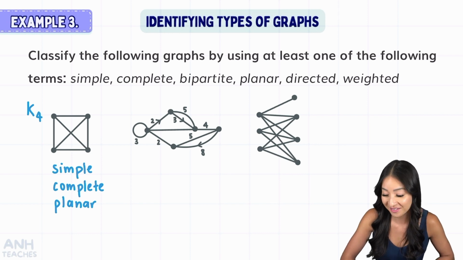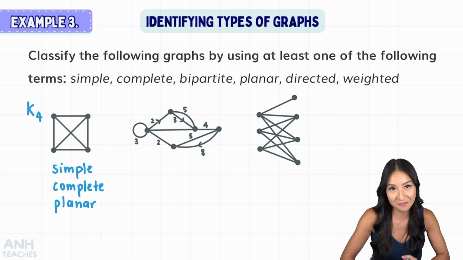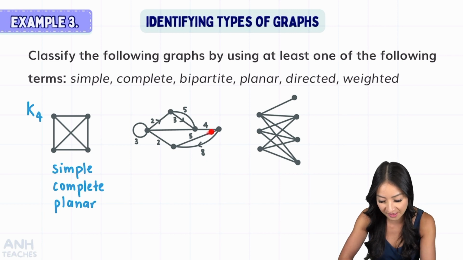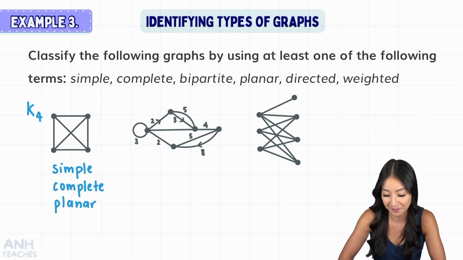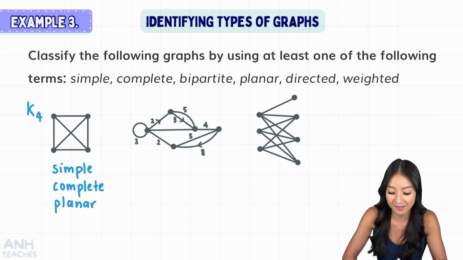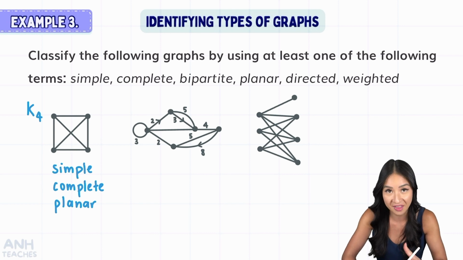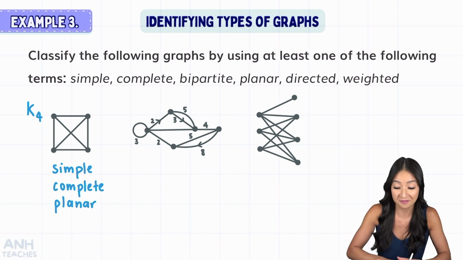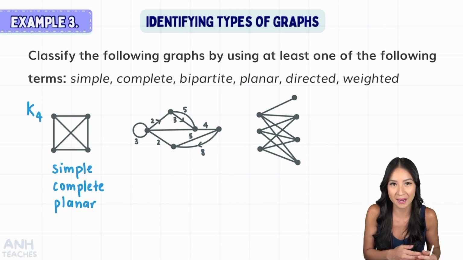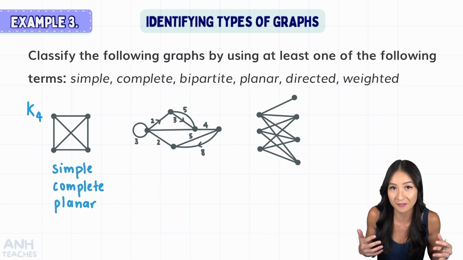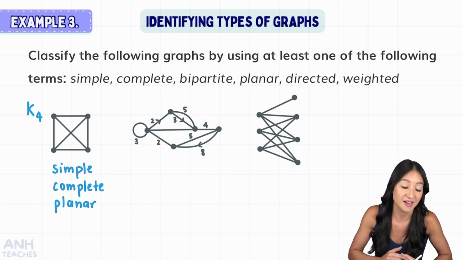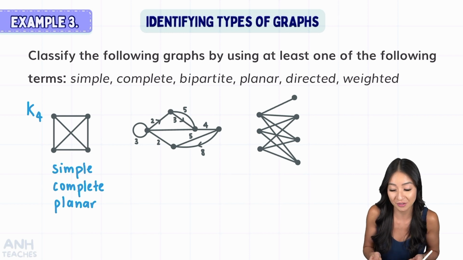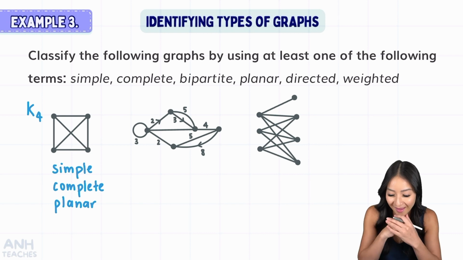Moving on to the second graph, I can tell that it's definitely not simple because I've got 2 sets of multiple edges and a loop. It's not a complete graph because not every single vertex is connected to every other vertex. It's not a bipartite graph because, first of all, it's not a simple graph, and bipartite graphs fall under the umbrella of simple graphs. And I won't be able to separate the vertices into 2 distinct groups where the vertices aren't adjacent to each other.